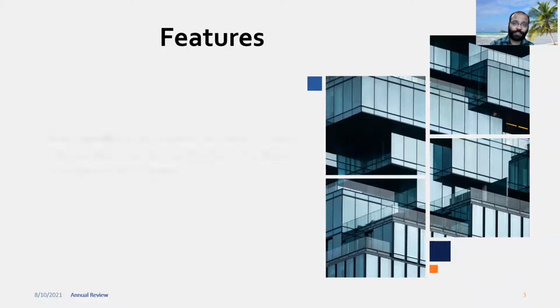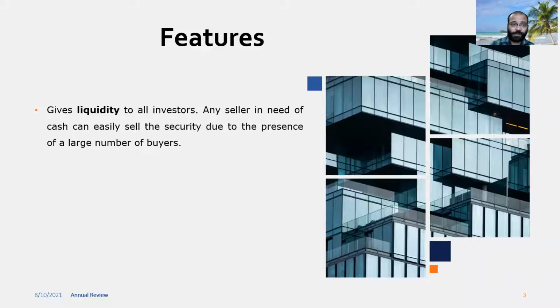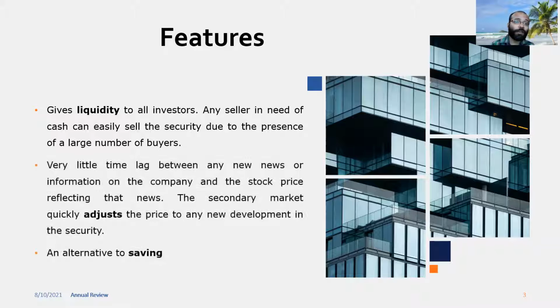Let us go to the features. Looking into the features, first of all, it gives liquidity to all the investors. Any seller in need of cash can easily sell the security due to the presence of a large number of buyers. Very little time lag is there between any new news or information on the company and the stock price reflecting that news. The secondary market, or the stock market, can easily adjust the price to any sorts of developments happening in the securities market.